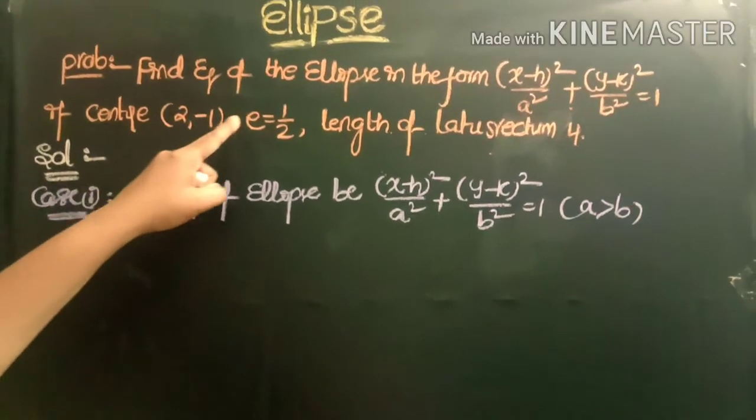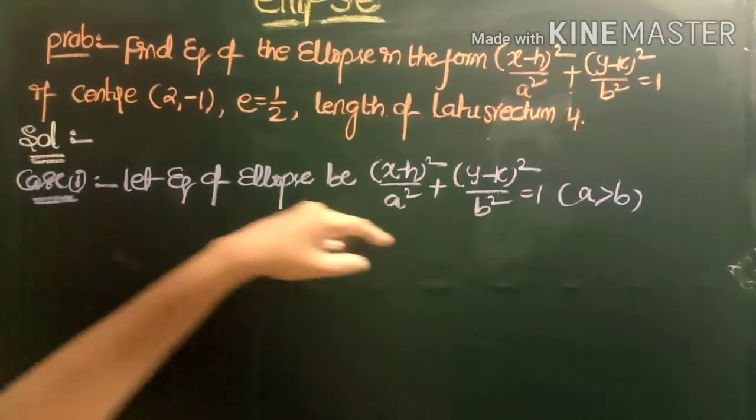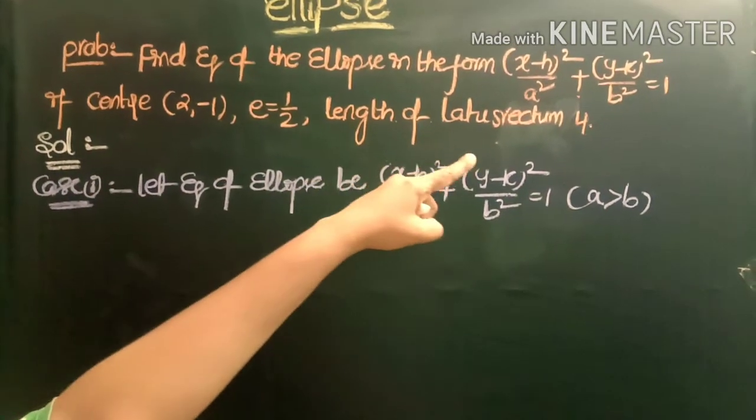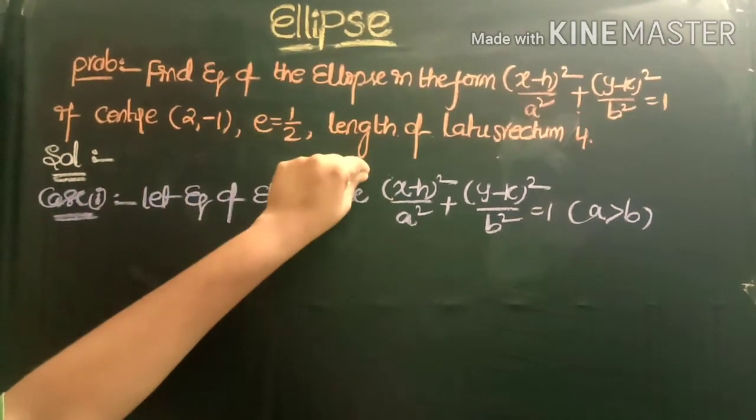Next problem, find the equation of the ellipse in the form (x minus h) whole square by a square plus (y minus k) whole square by b square is equal to 1, if center is (2, minus 1), e is equal to 1 by 2 and length of the latus rectum is equal to 4. So given the center, eccentricity, and length of the latus rectum.